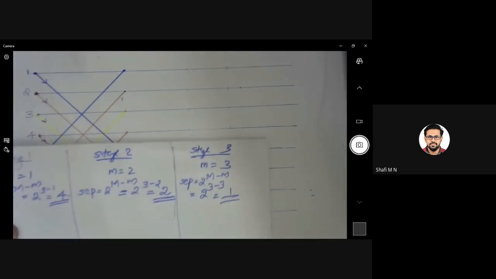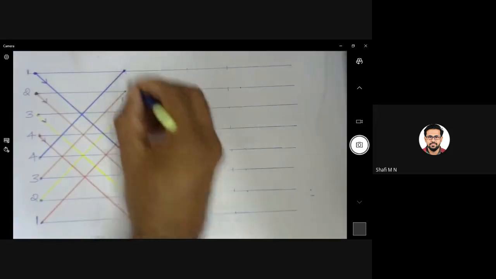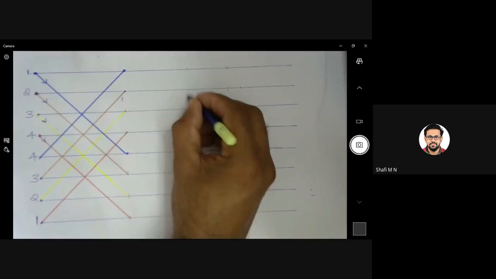Stage 2, the separation between the arms is just 2 units only. So let me start drawing the butterfly. Start from here, that has to end here because the separation is 1, 2, just 2 units.